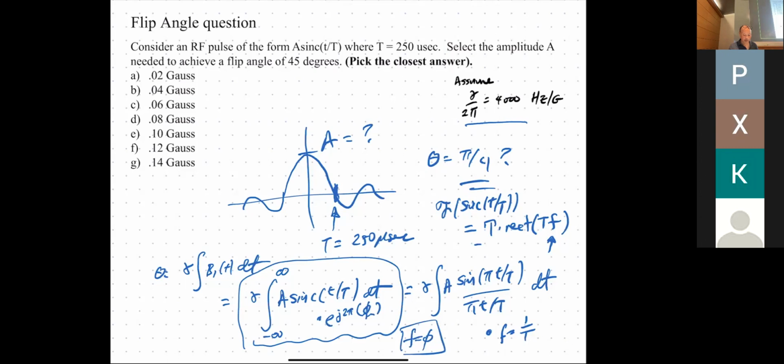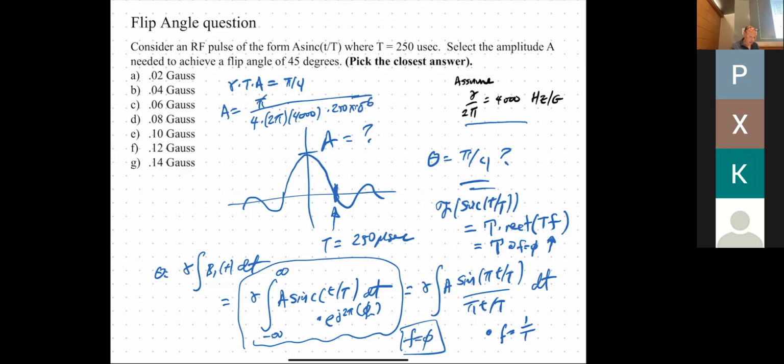So then this just equals T, right? At f equals 0. So I know that the area of that sinc function is just T. That's pretty cool. So then I can just say, well, I have gamma times T times A equals pi over 4. So A is going to be equal to pi over 4, and then gamma is 2 pi times 4,000 hertz per Gauss. And then I have 250 times 10 to the minus 6 seconds, right?